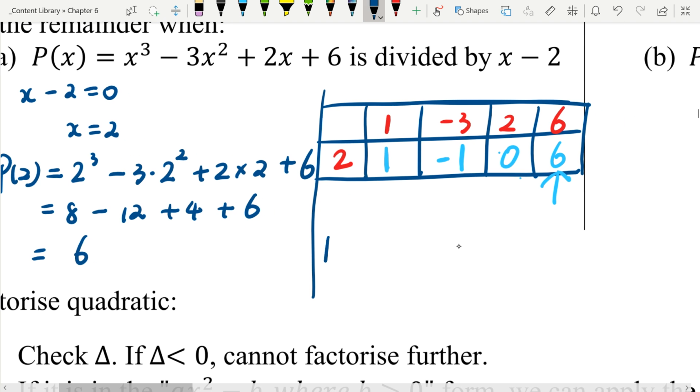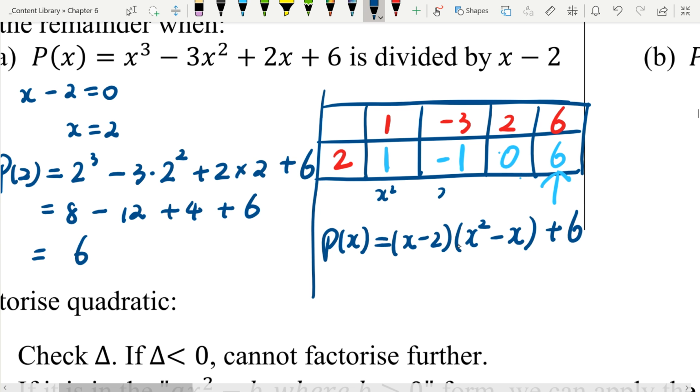And also I can give the result of p(x) as x minus 2 times x squared minus x plus 0, and then plus 6. Okay, I can give a better look of it. So that's the x squared term, that's the x term, and there's no constant term. So the coefficient of these terms.